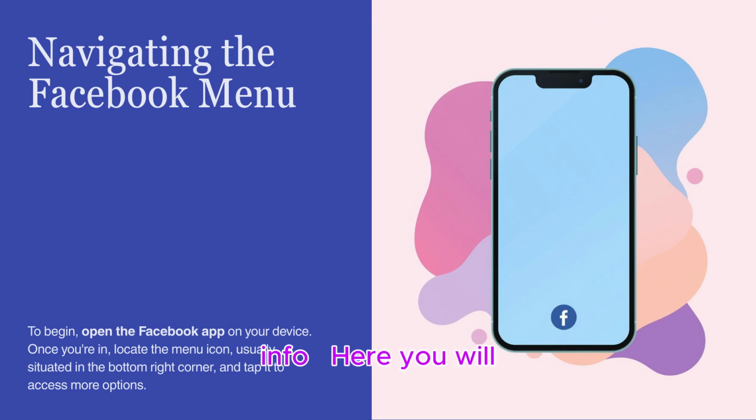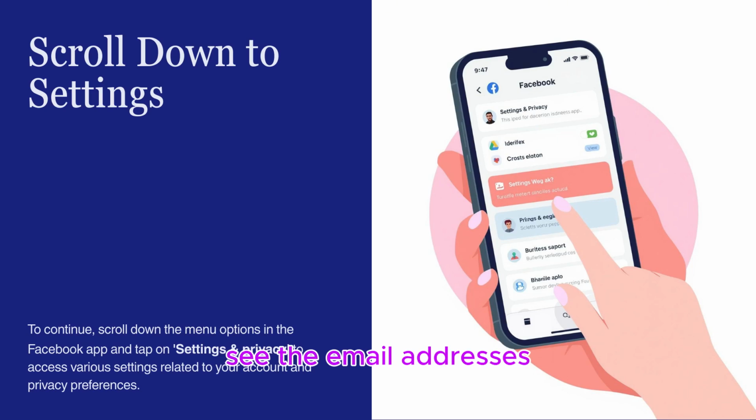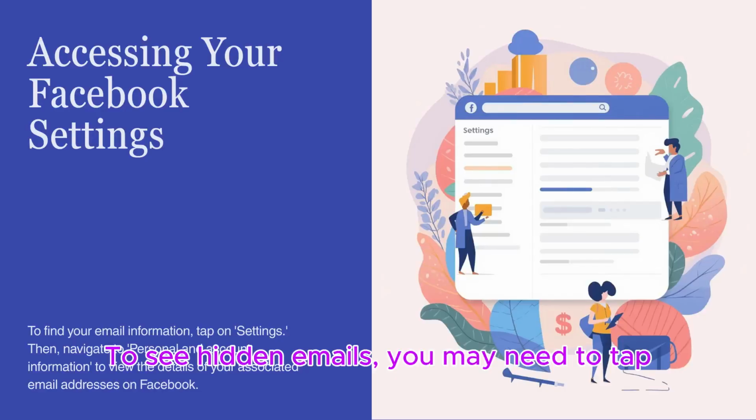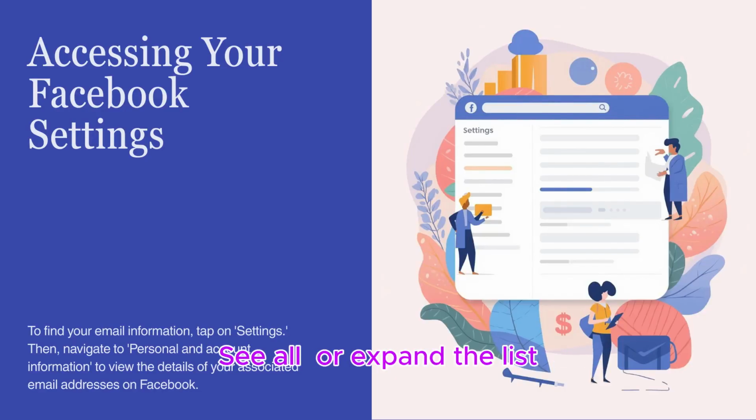Tap Contact Info. Here you will see the email addresses associated with your account. Your primary email will be listed first. To see hidden emails, you may need to tap See All or expand the list.